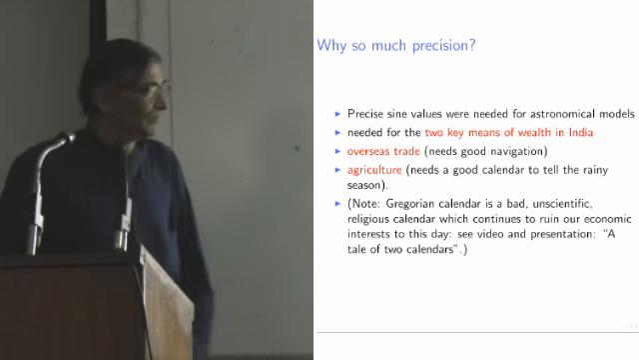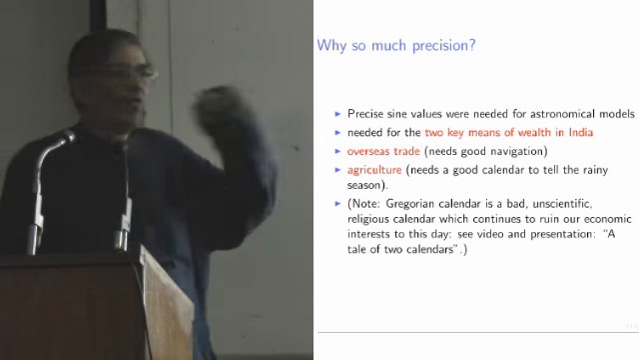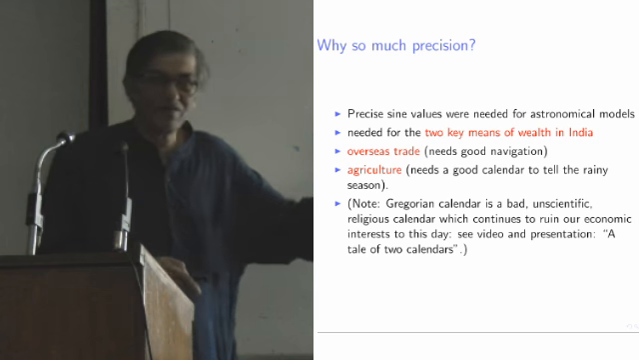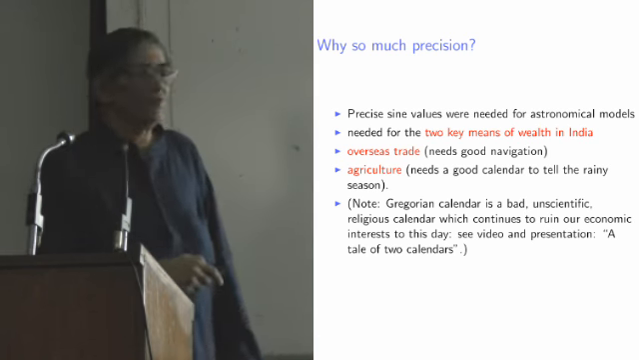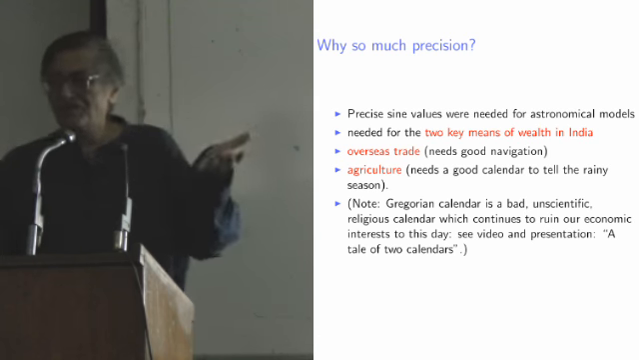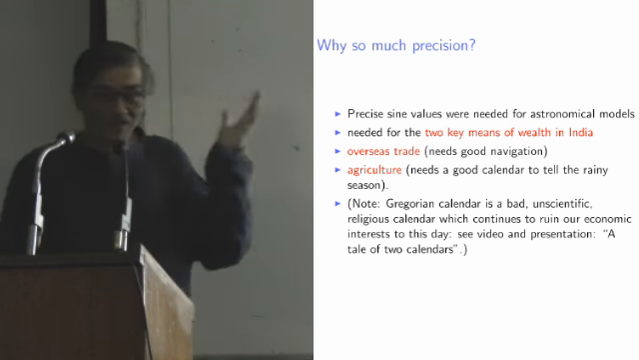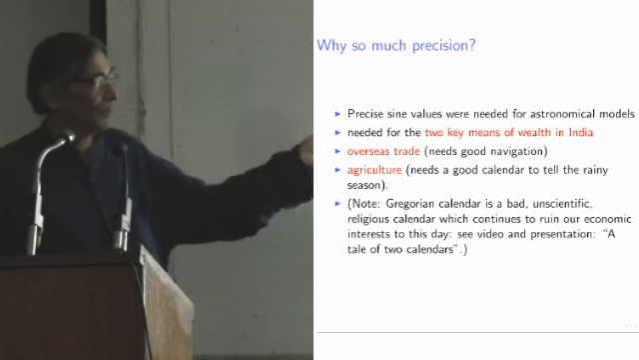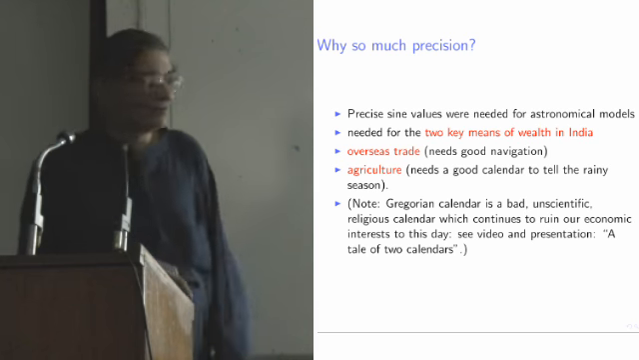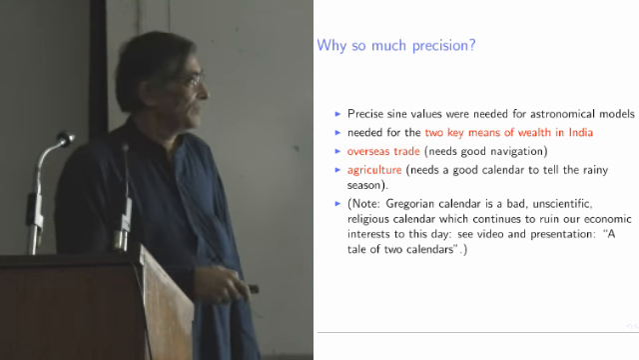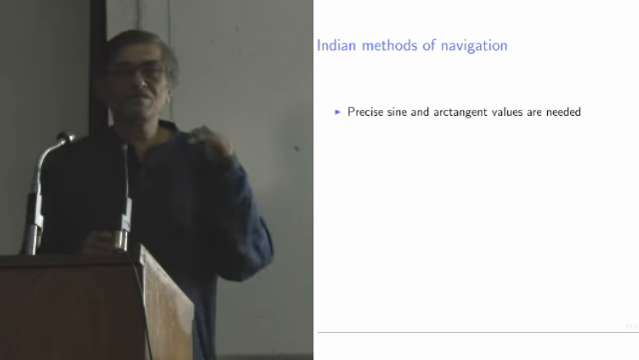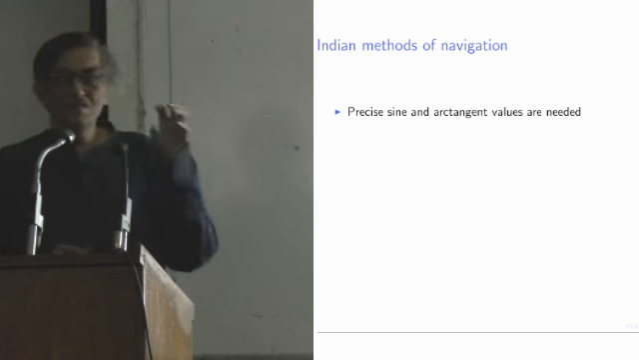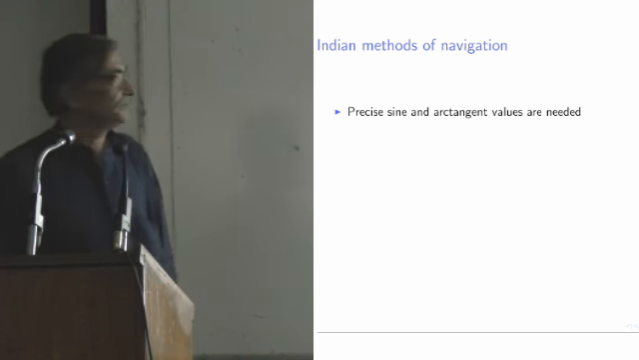Anyway, straight to the topic. That's a separate topic. I have a video on that, and a presentation written up on it. Please take a look at how in the past decade various things went wrong according to the Gregorian calendar, but came out right on the traditional calendar. But they were needed. I hope the point is clear. They were needed for the two key means of wealth, namely agriculture and overseas trade.